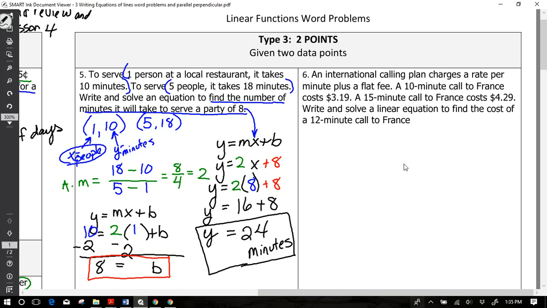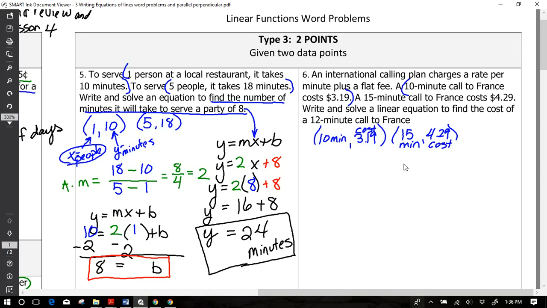I'd like for you to try to pull out the 2 ordered pairs from this word problem and write them down and label what they mean. What is the X representing? What is the Y representing? So pause this video while you do that.